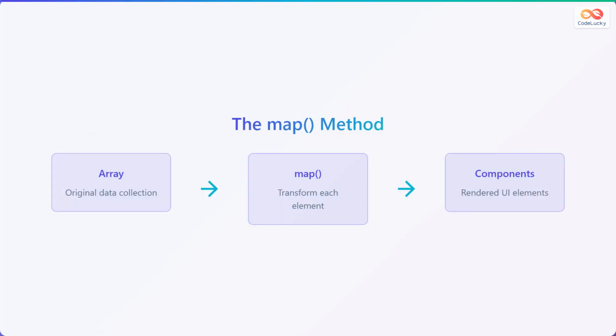The map method is used to transform each element in the original array into a new element within a new array. Here's how it works. You start with an array. In our case, it is an array of users. You then use the map method to iterate over each user, transforming each user object into a user interface component. The final result is a list of user interface components that are rendered on the screen.